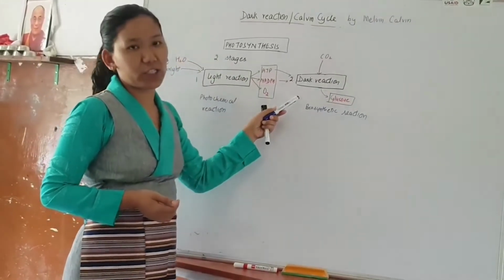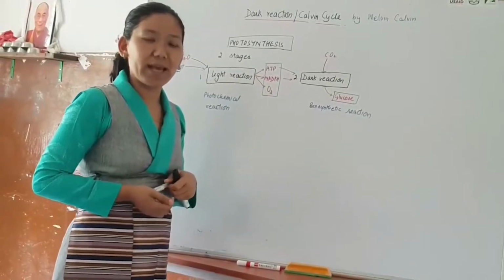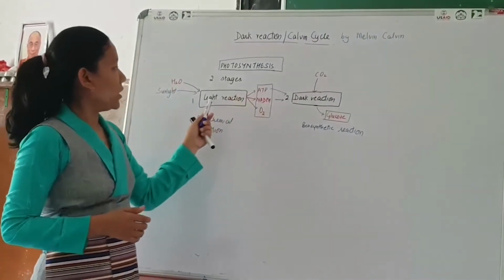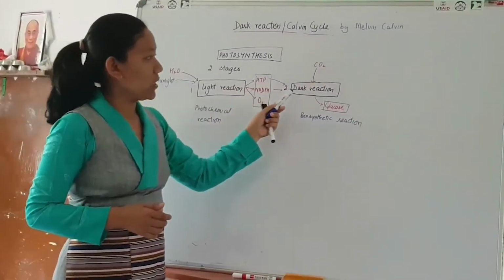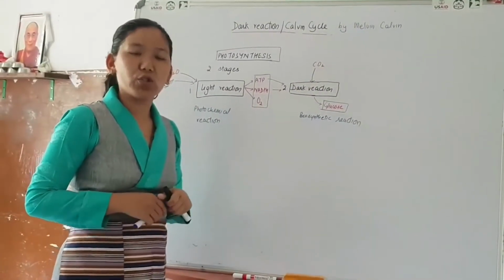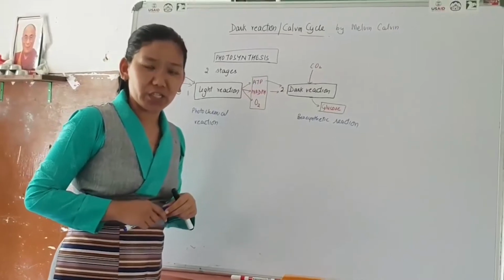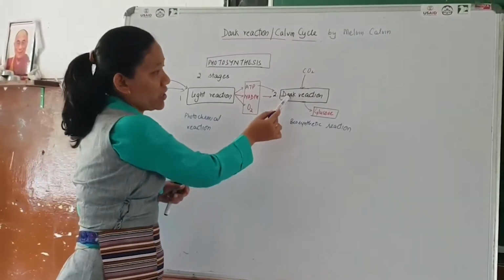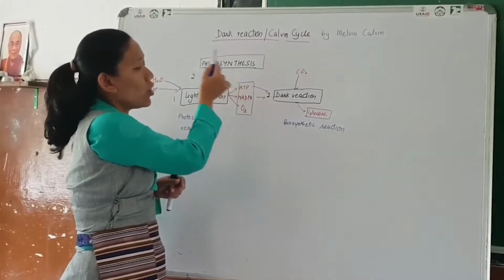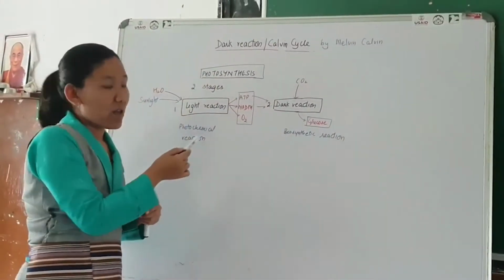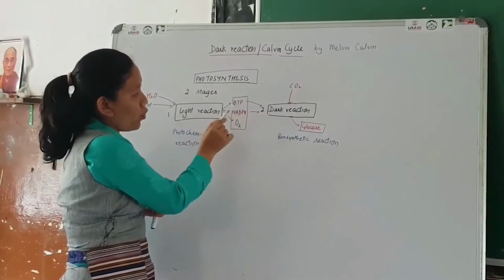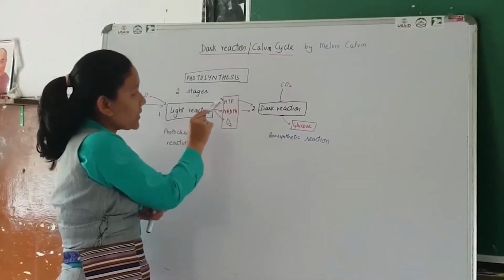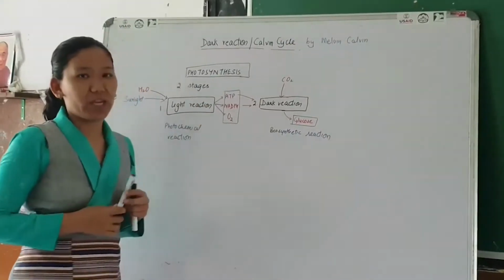Again, the dark reaction. Dark reaction doesn't mean that it occurs in the dark. The name is just given to differentiate it from the light reaction. It is also called the light independent reaction, but again it is not completely independent. This reaction depends upon solar energy indirectly. It is directly dependent upon the products of the light reaction, that is ATP and NADPH.